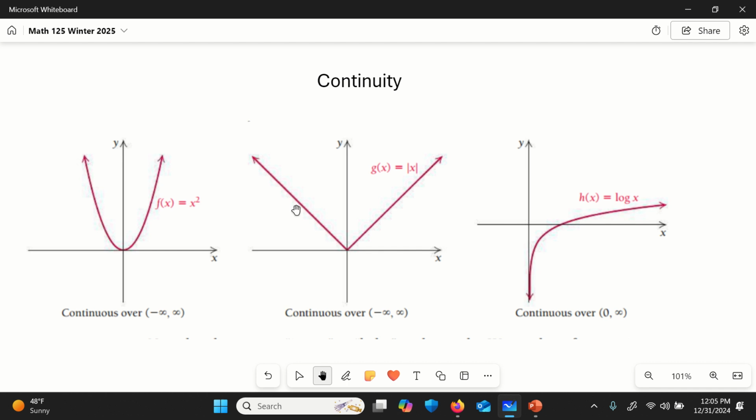Same thing with the middle function. This is the absolute value of x, our parent absolute value function. It is also showing continuity across the entire real number line. And then the last one is the function logarithm of x, which only exists for values greater than zero, for positive values of x. And we see it is continuous over its domain. So it is continuous for values between 0 and positive infinity.